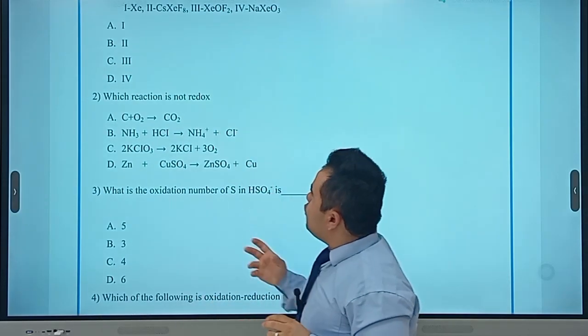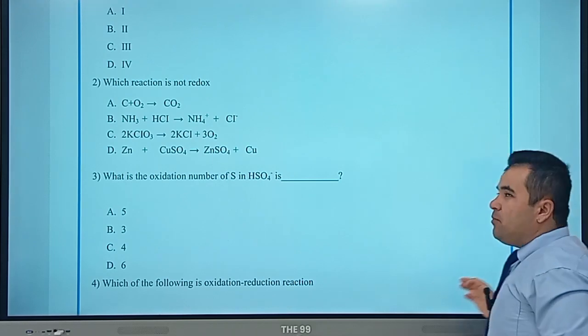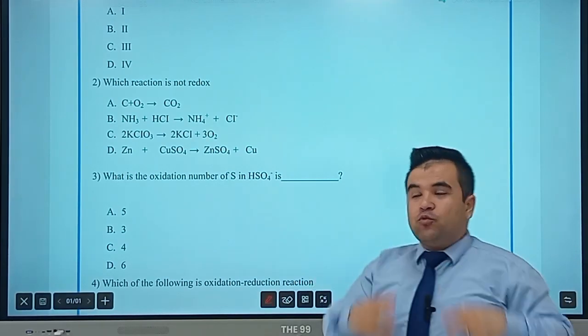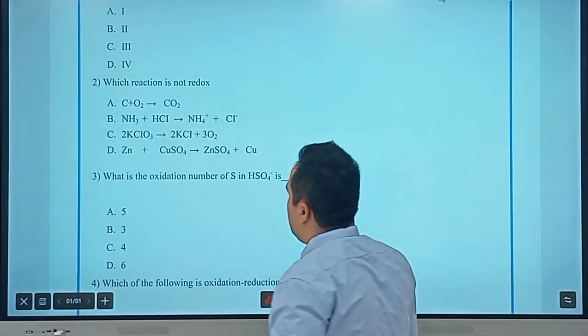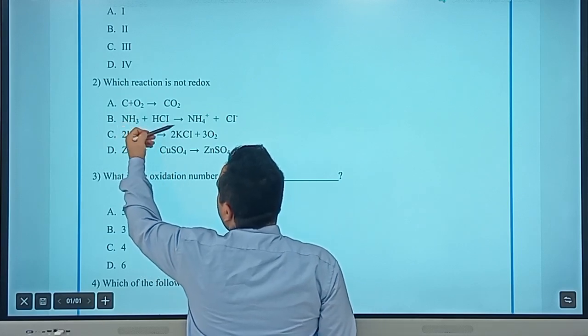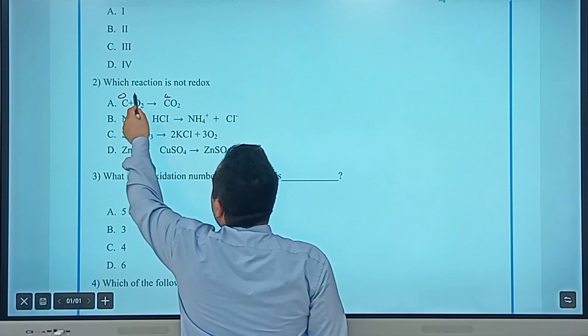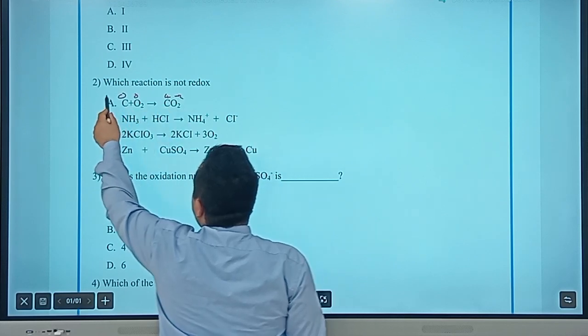Which reaction is not redox? Probably in exam, double displacement reaction and acids with bases are not redox. But let us test here. The carbon is 0, goes to 4. Oxygen 0 goes to minus 2. This is redox.